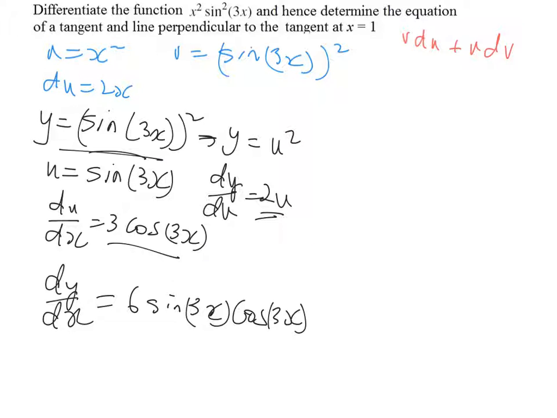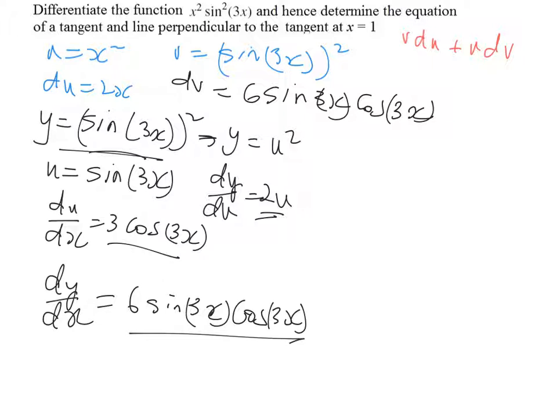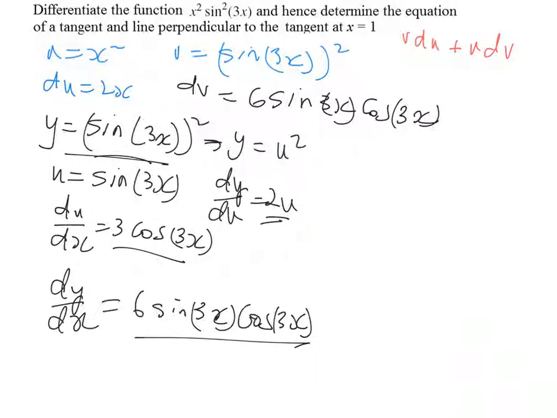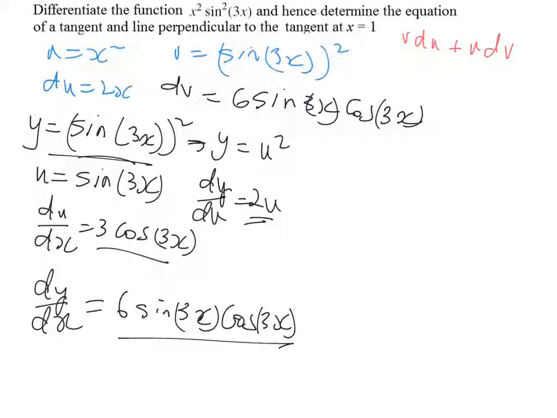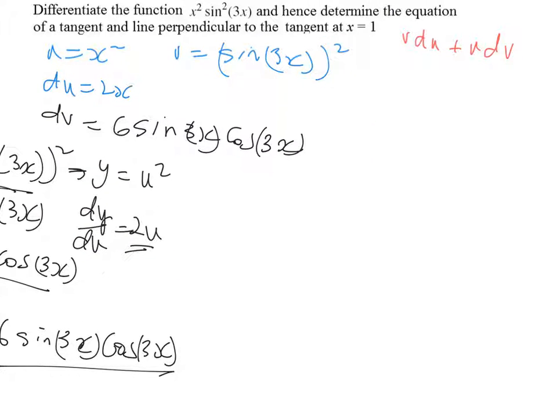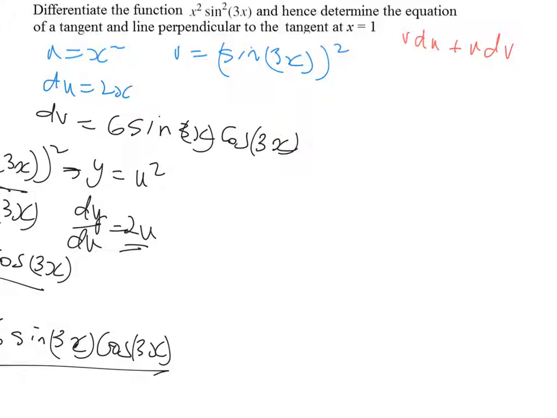So now that we've got that bit of information, we've got dv. So dv equals 6 sine of 3x times cos of 3x. Okay, now that we've got that, we've got u, we've got v, we've got du, we've got dv. We just substitute into this thing here. So I'm going to move some stuff around a little bit. So that's all the information that we need.